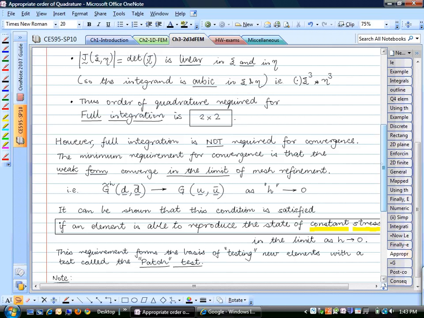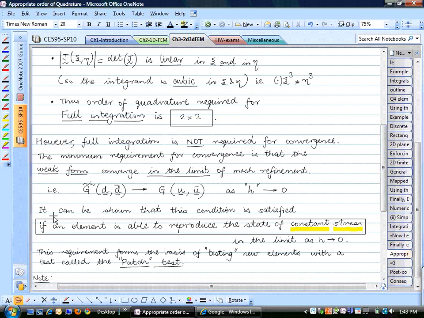And once again, this is a very important condition. It can be shown that this condition is satisfied if an element that you construct can reproduce the state of constant stress or constant strain. What that means is, just like in our three-noded triangle, that triangle automatically satisfies this equation because if we calculate the stress anywhere within that triangle, it is a constant strain triangle, constant stress triangle. So this condition is automatically satisfied, which means that if you shrink the element size down, your solution will converge.